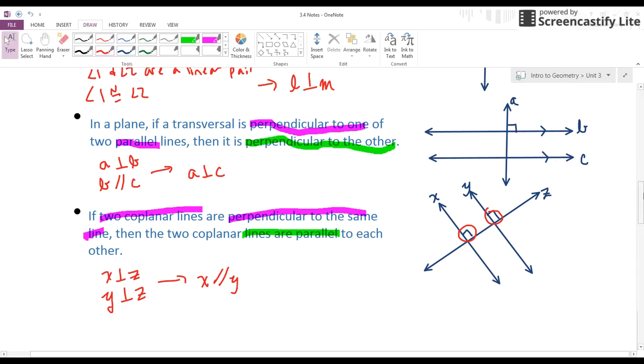So notice this time you're going to need two pieces of information to use any of these theorems. Make sure you're checking off a kind of mental checklist. Do I have both pieces? If so, then I can make a conclusion.